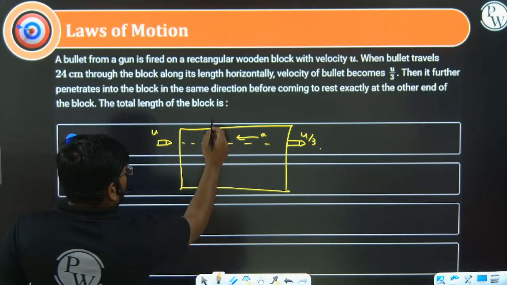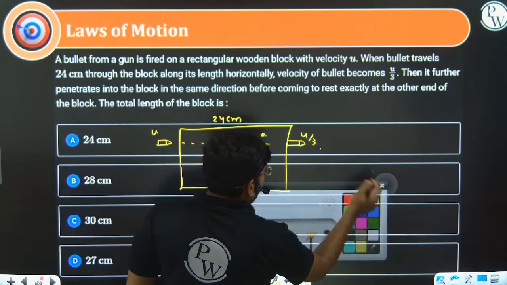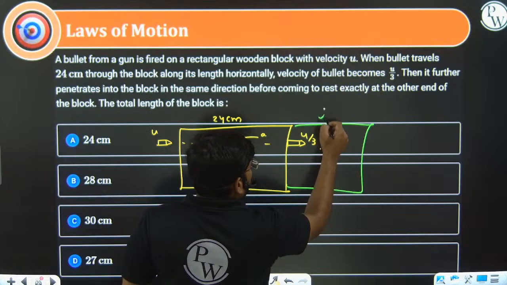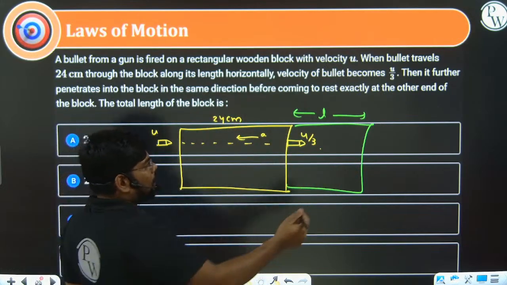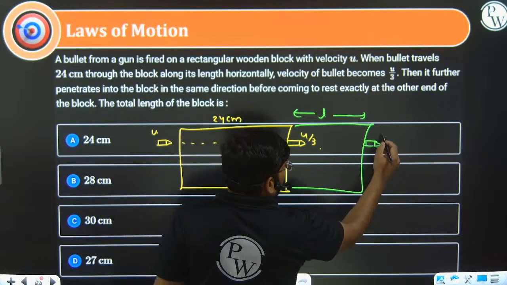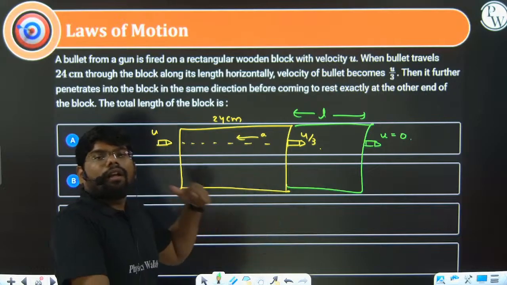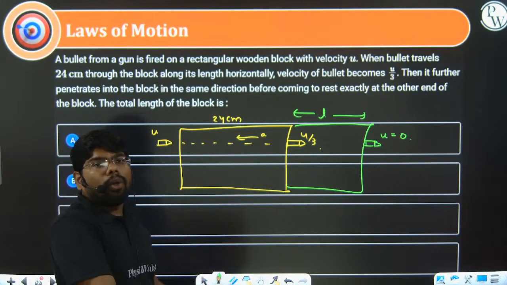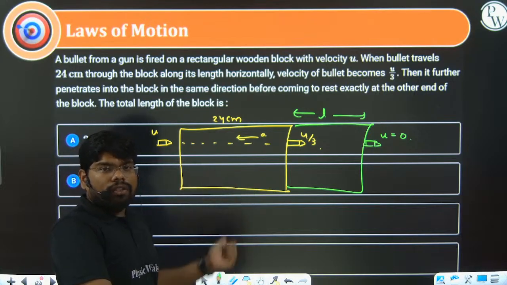Okay, so we have the first block of 24 centimeters, and the next block I'm putting right away here. So we want to know how much this length is. We want to find out the displacement, because finally the velocity is 0. If you know velocity and you want to find displacement, how are you going to do that? You can use our equations of motion.